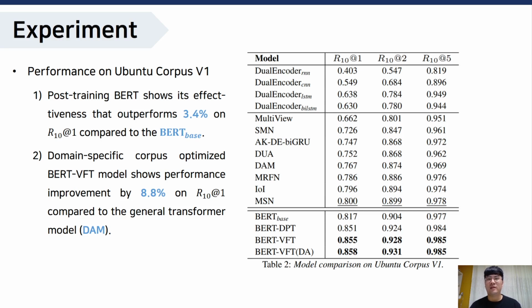Generally, we evaluate our 4 BERT-based models. The first one is BERT-base, which is a vanilla BERT-based model for the response selection task. The uncased BERT-base model checkpoint is utilized as the initial weights of the model, and a single-layer perceptron is trained during the fine-tuning phase. BERT-DPT is a BERT-based model that is post-trained on a domain-specific corpus. So masked language model and NSP tasks are conducted during the DPT phase.